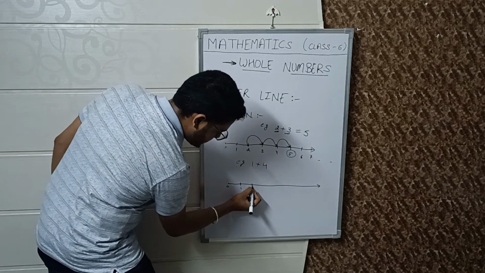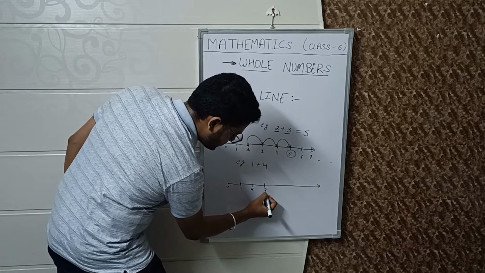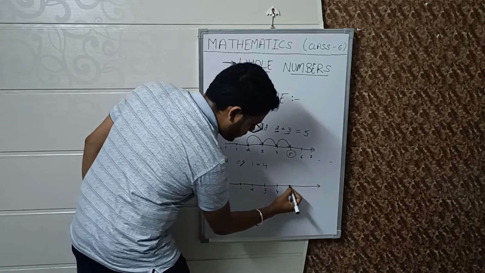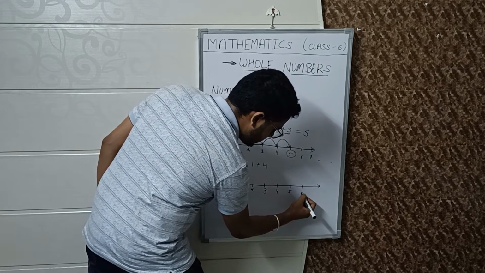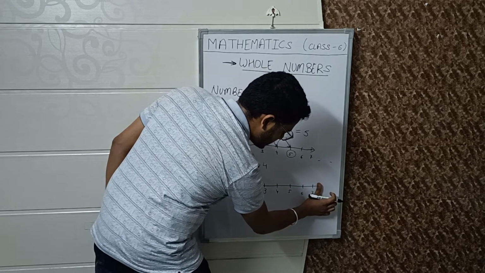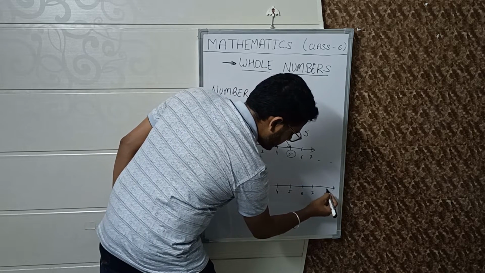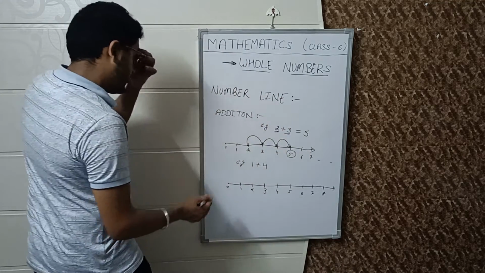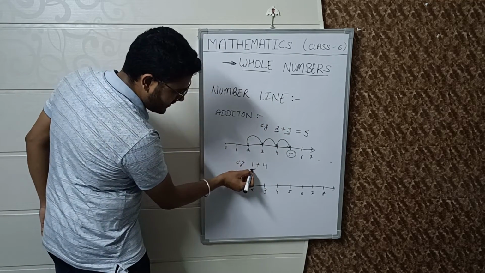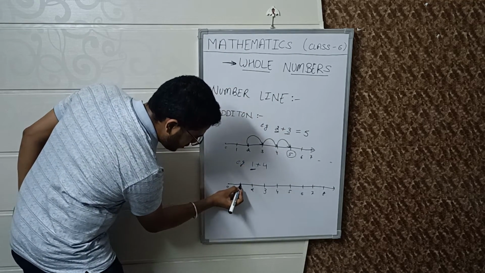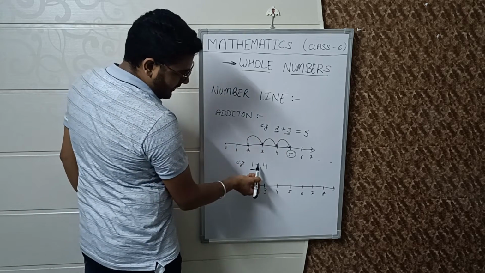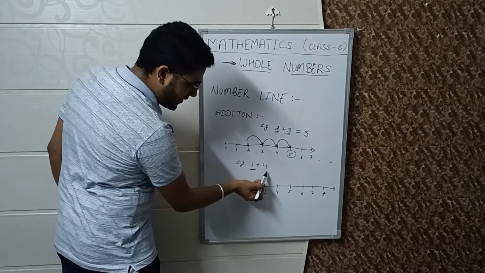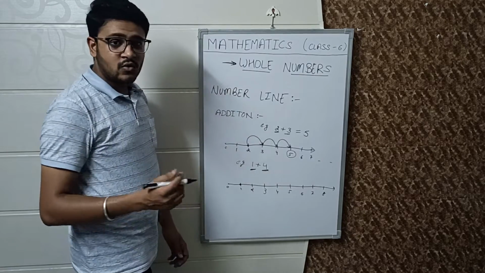0, 1, 2, 3, 4, 5, 6, 7, 8. Okay. So we will start with the first number, right? 1. So we will mark a dot at 1. Okay. And what do we have to add? We have to add 4 to it. So what we will do? 4 jumps.